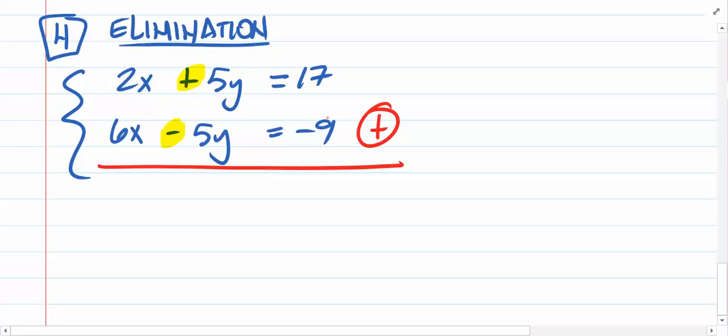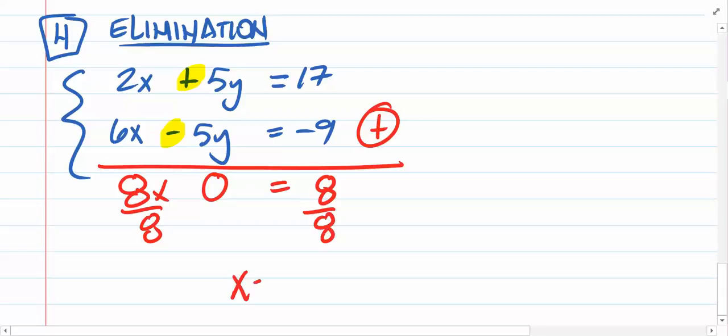Okay, so 8 on the other side. How much is 5y take away a negative 5y? Well, shoot, man, that's 0, isn't it? How much is 2x plus 6x? 8x. Well, oh my gosh, check it out. If I just divide by 8 on both sides, I can see that x is worth 1. And that was pretty quick.